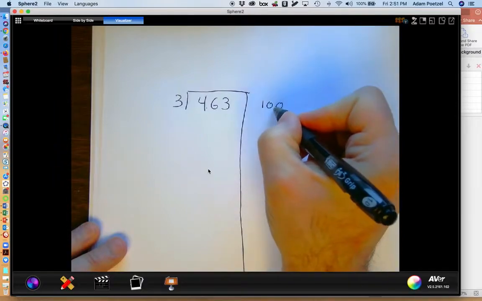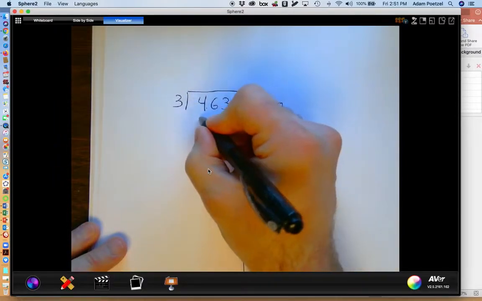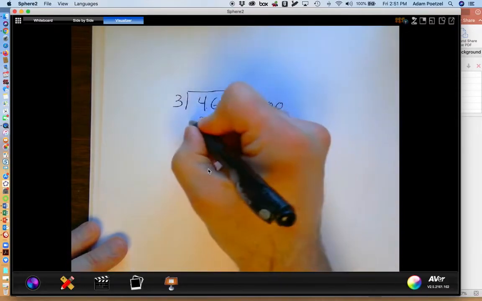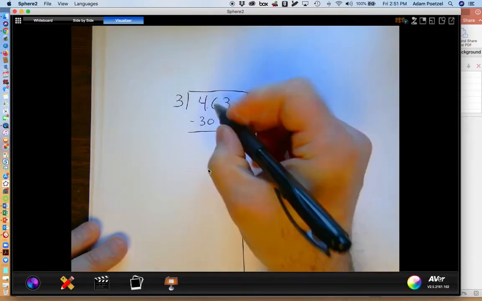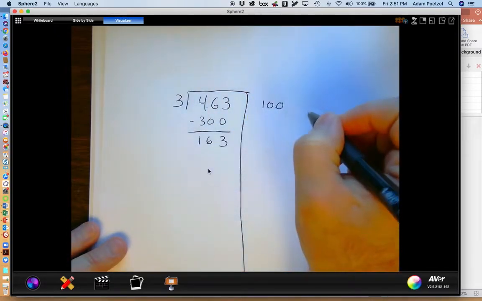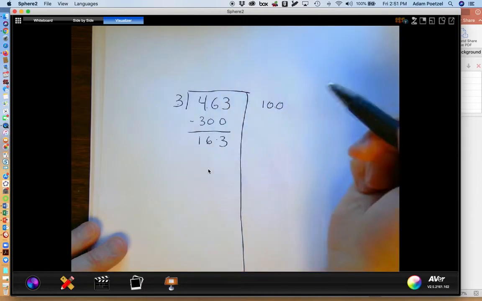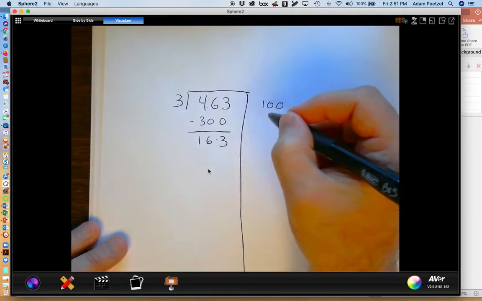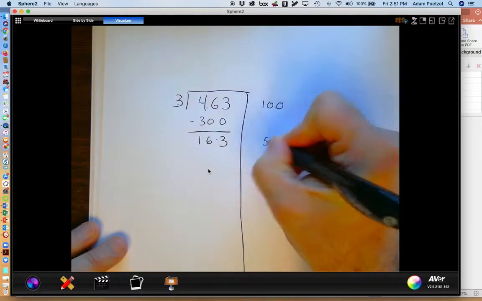Well, if I used 100 3s, 100 times 3 would be 300. I used up 300 things, so $300 so far. So I would see what's left. And if I subtract, I would realize there's still 163 left. And I might say, well, okay, now how many 3s can go into that for sure? And again, there's no wrong answer here as long as it goes in. I could say, I don't know, 50. Yeah, awesome. So let's do that.